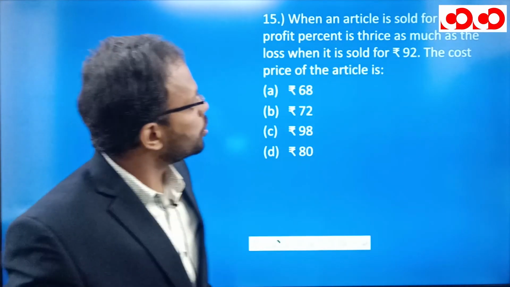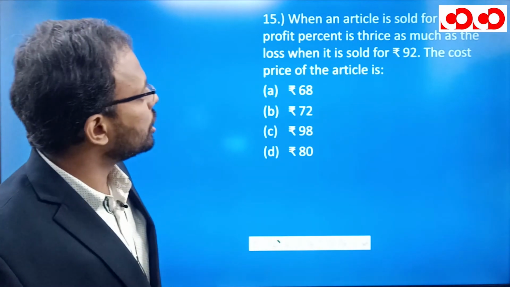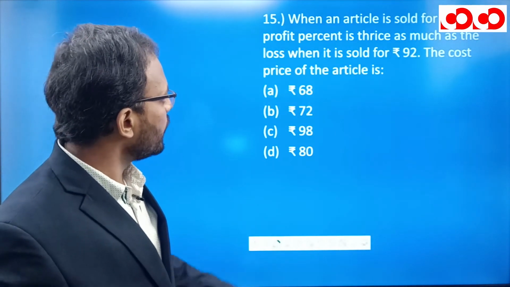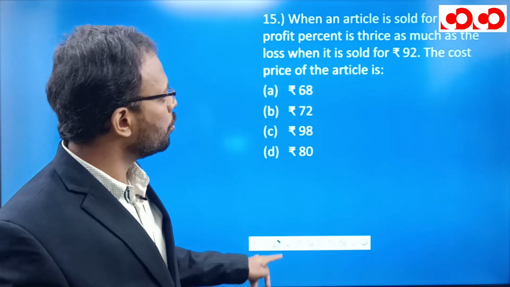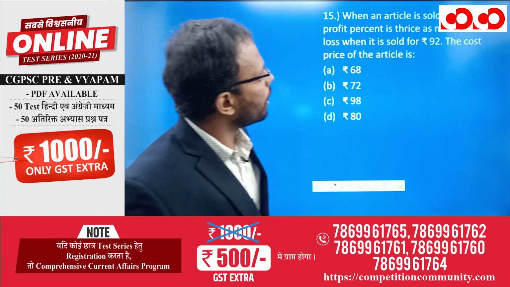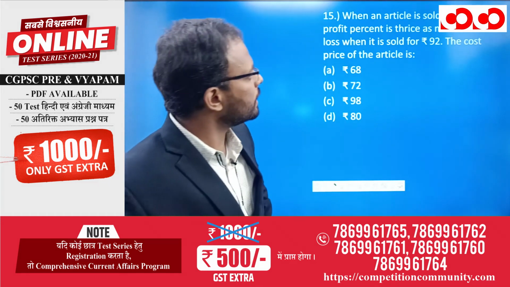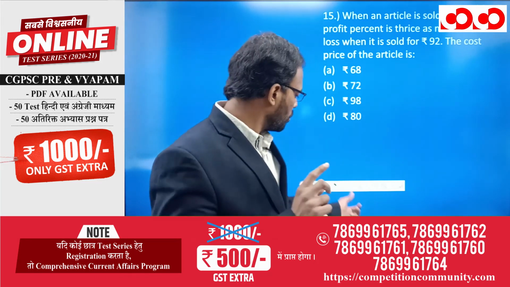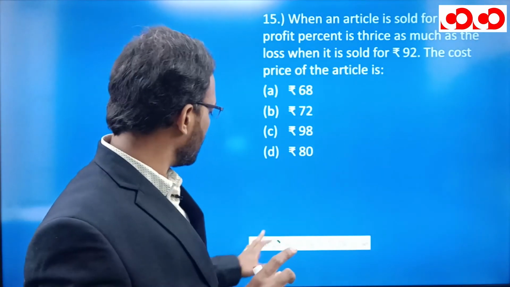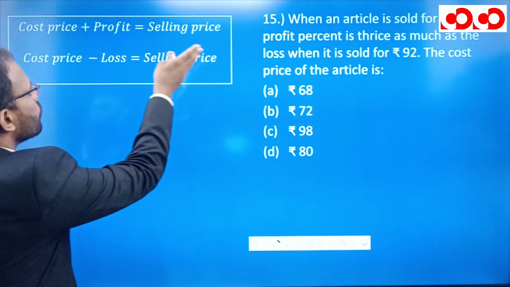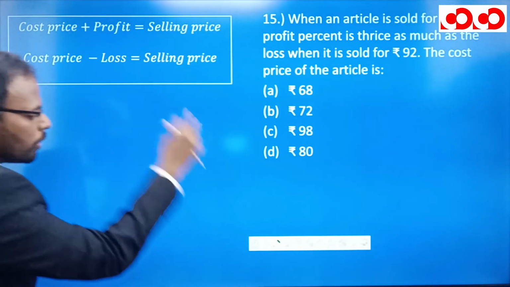When an article is sold for 116 rupees, the profit percent is as much as the loss when it is sold for 92 rupees. Let's try to solve this problem. So these two are your selling price. Both are selling price. However, we know that cost price plus profit is also selling price, and cost price minus loss is also selling price.